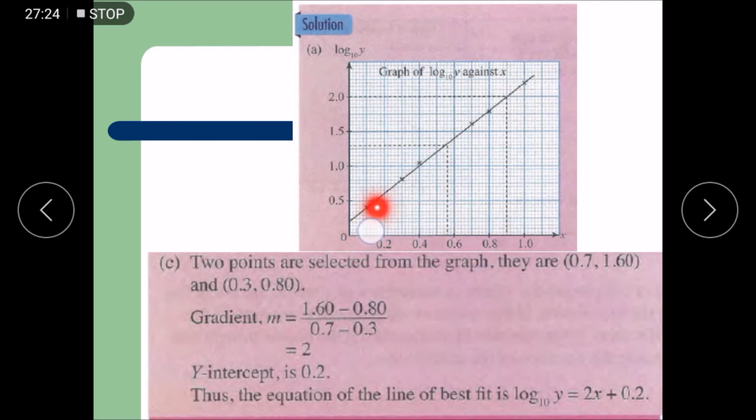Okay, so after you find the gradient, same thing, you find the intersection. That's why we must cut the y-axis. After you get your y-intercept, you just substitute into y equals mx plus c.